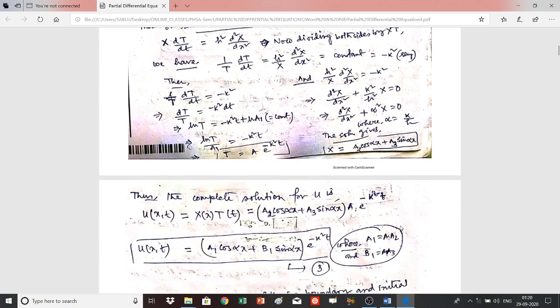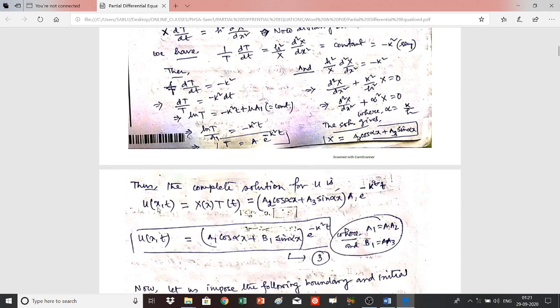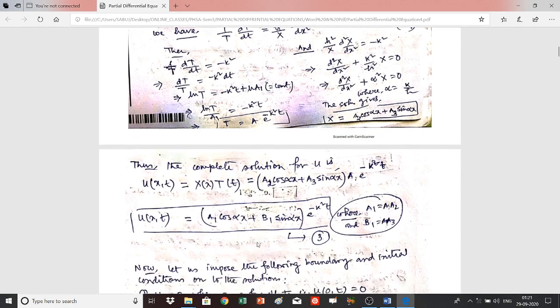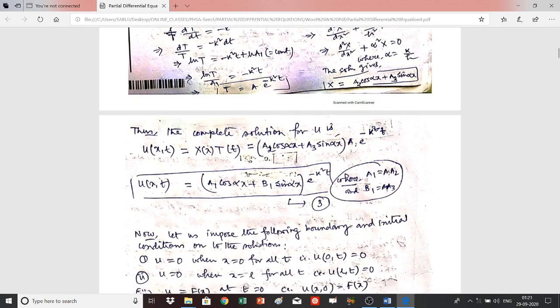So now the general solution will be u(x,t) equal to the function X of x times the function T of t, the product of these. Just substitute the values of T and X from these relations to here. So finally we get u(x,t) is equal to (A1 cos alpha x plus B1 sin alpha x) e to the power minus k² t. Obviously remember that in this case A1 is equal to a1 a2 and B1 is equal to a1 a3. So this is the complete solution of the heat conduction equation in the one-dimensional case.